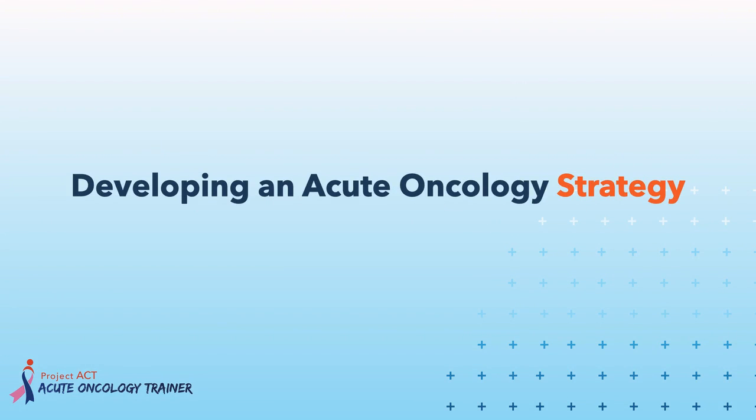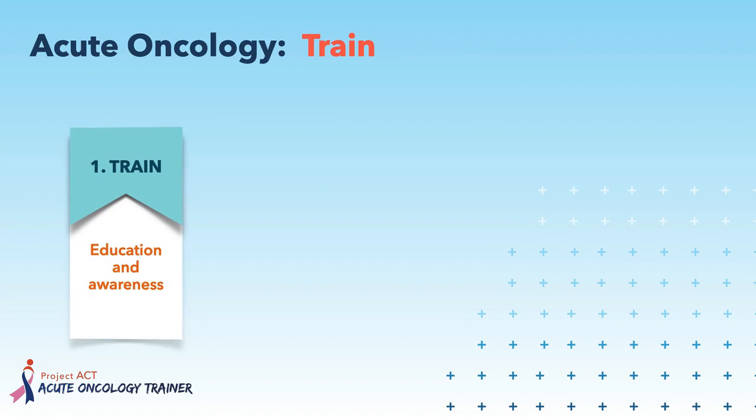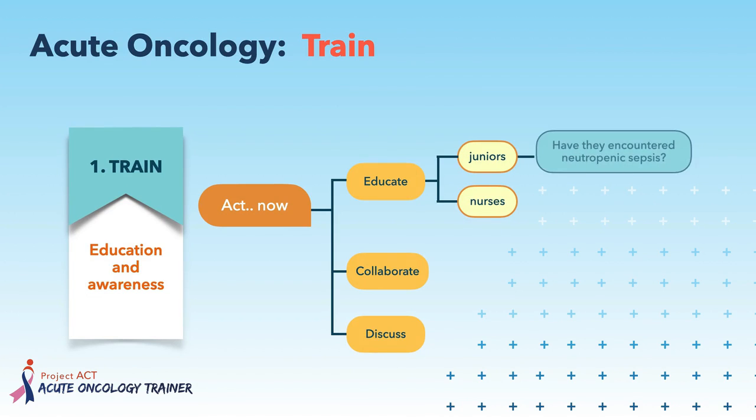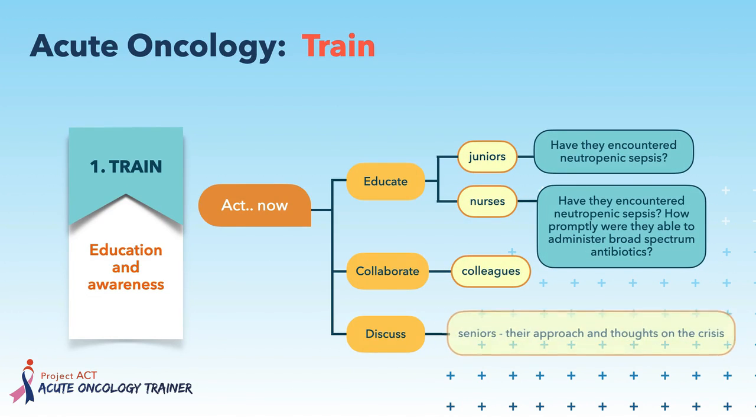Now, let's see how we can develop an acute oncology strategy for action. Check if your colleagues, junior doctors and nurses, are aware of the emergency management of neutropenic sepsis and spinal cord compression and protocols in your hospital.